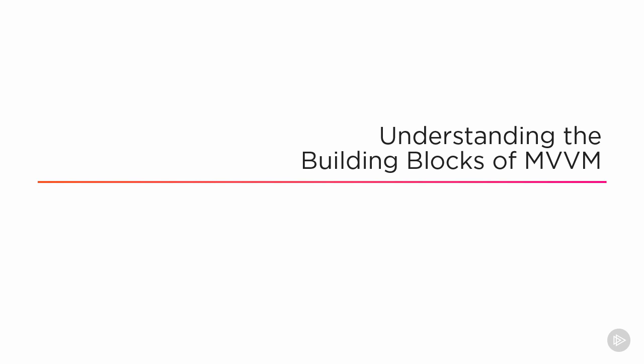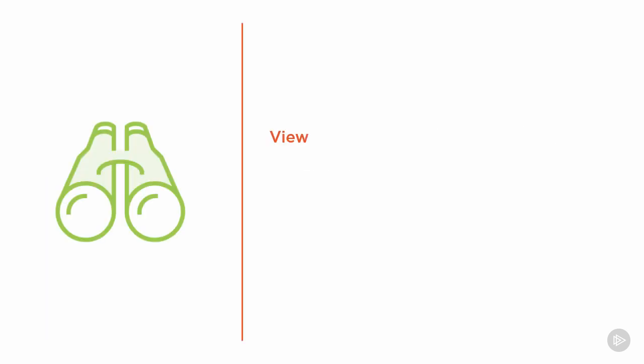Now that you already have an understanding of what the view model pattern is, in this next part I want to dive a bit deeper into the different building blocks in more detail. Once we have this covered, we can start building an application using MVVM. And let us start with the view.